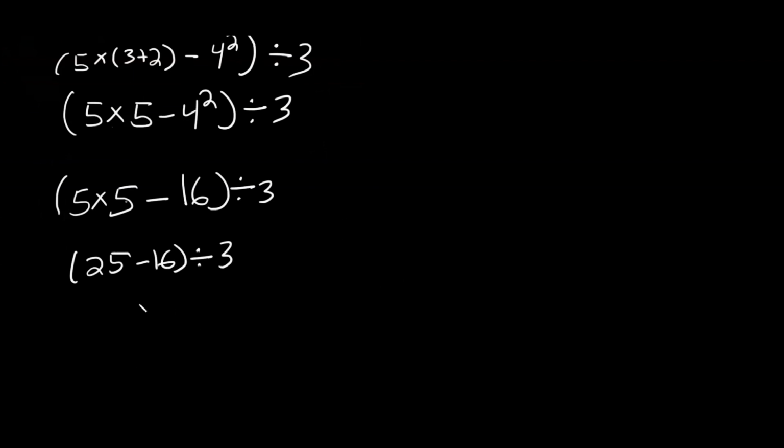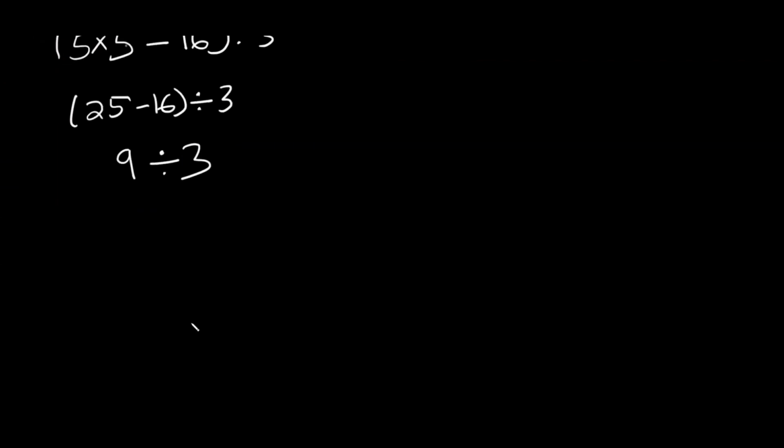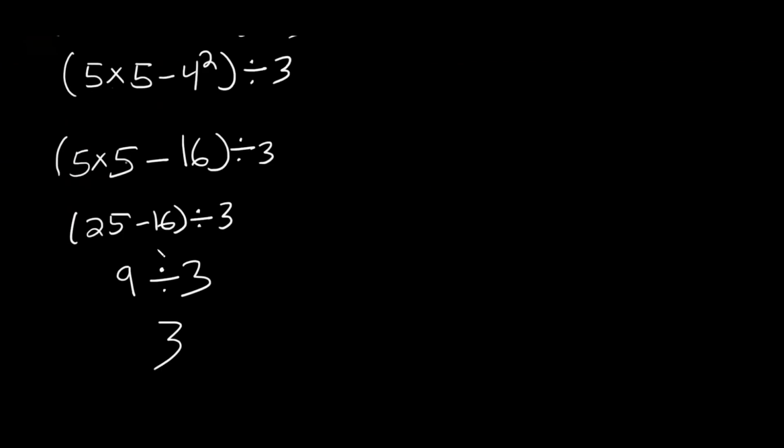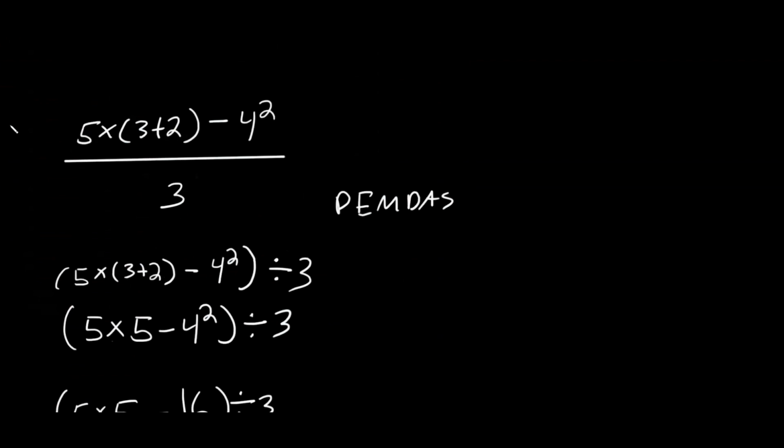And now we're looking for addition and subtraction within the parentheses, and there is here. So 25 minus 16 is 9. We don't need to rewrite the parentheses here. And now this is being divided by 3. And we know that 9 divided by 3 is just 3. So our answer to this problem up here, this big problem up here, is just going to be 3. And we are done.